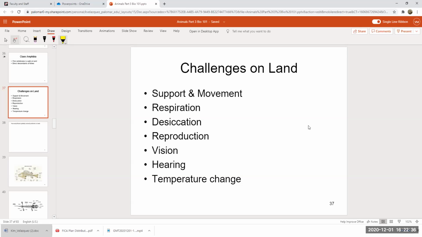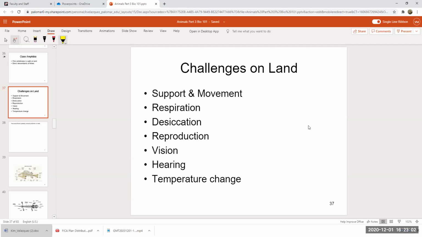Respiration, breathing on land, is very different from breathing in the water, where oxygen just moves across your gills, versus having to actively take in that oxygen from the atmosphere. Desiccation means drying out. If you're bathed in water, it's very different from being on land where water is not as plentiful.